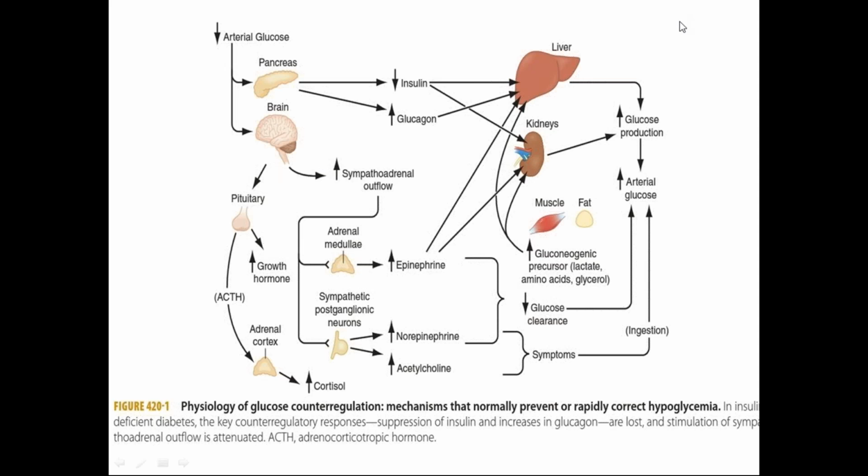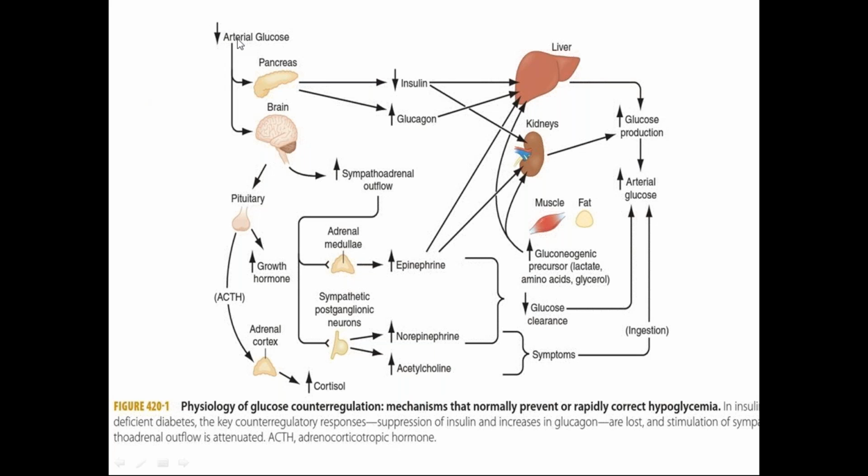So this is what we have talked about until now, in a flow chart. First there will be decreased glucose. When there is decreased glucose, the pancreas will be stimulated. It will decrease the insulin and increase glucagon. Both act on the liver for gluconeogenesis and glycogenolysis, and the kidney, where gluconeogenesis happens. So these cause increased glucose production, and with increased glucose production, arterial glucose will be restored. This is the end result.